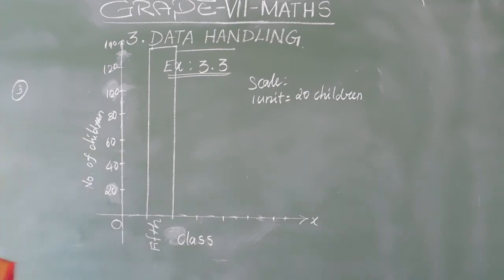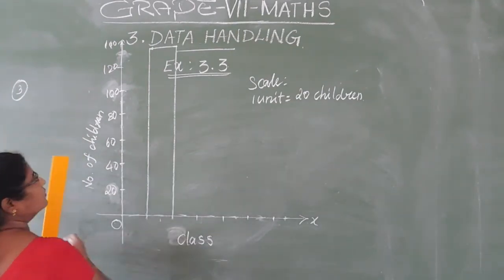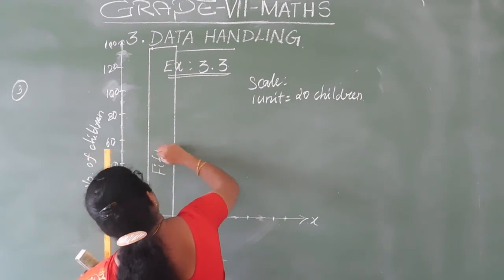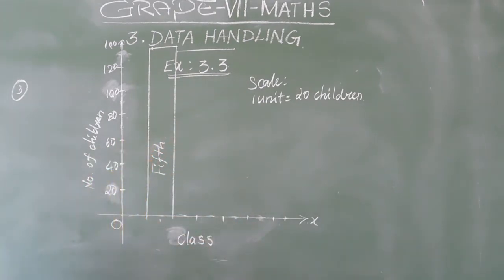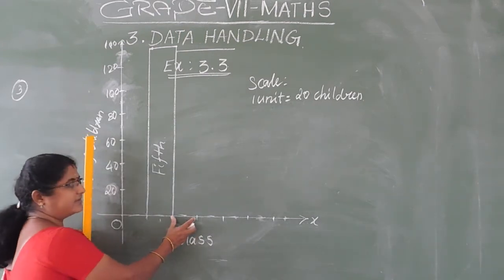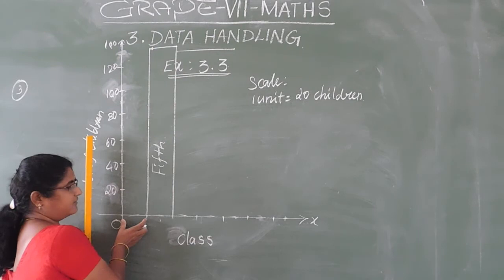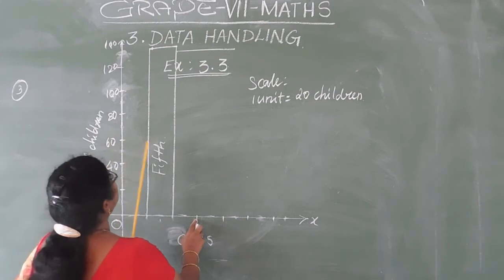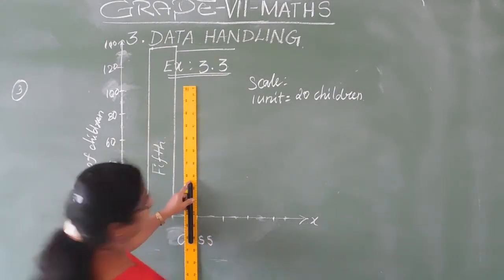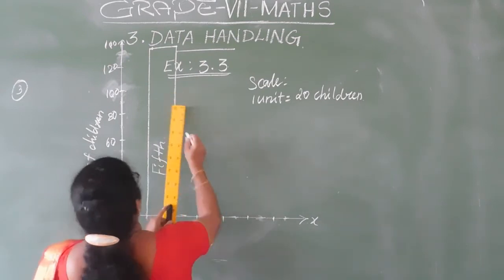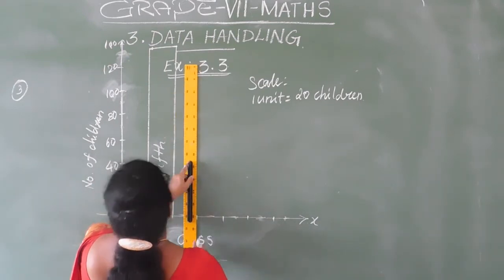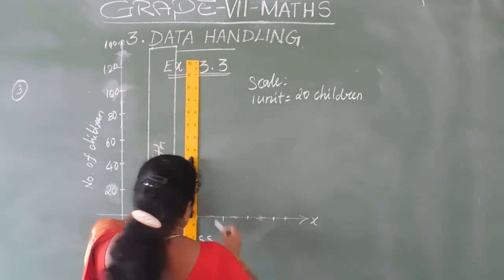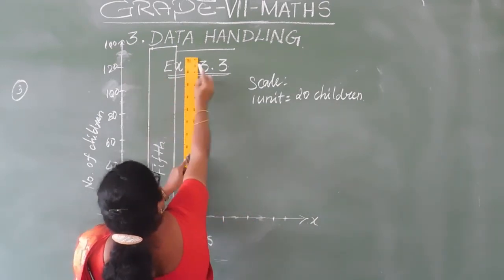Or we can write this inside the bar also: 5th standard, 135 students. Next, 6th, 120. Leave one unit; each bar will be given equal space. Here one bar is 1 unit. Likewise, here also leave one unit, then we start. For 6th standard, 120. Mark here 120.